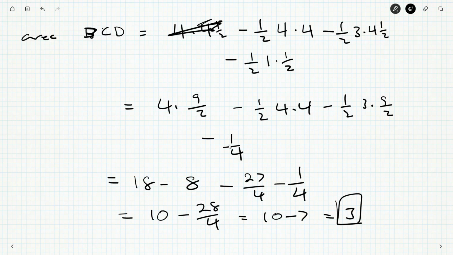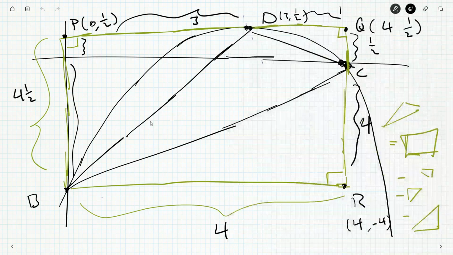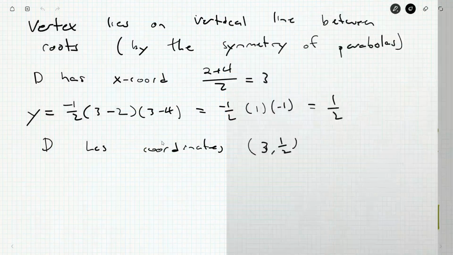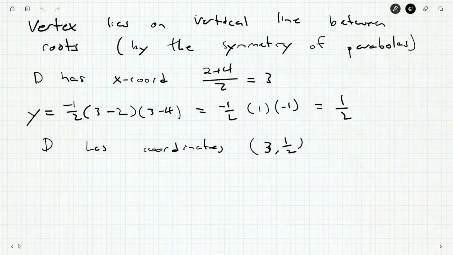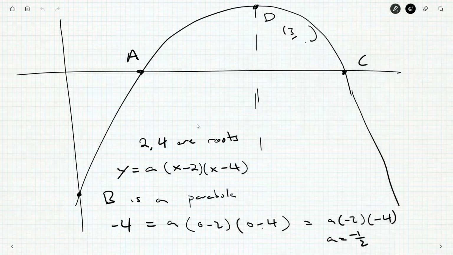Okay, shown our calculation. Clearly labeled box picture here shows how I'm getting the area, and again, it's not the only way to get the area. I showed my calculation for D. I showed my calculation for what the parabola is. And that's all we really need to do. So that finishes up question number 7.